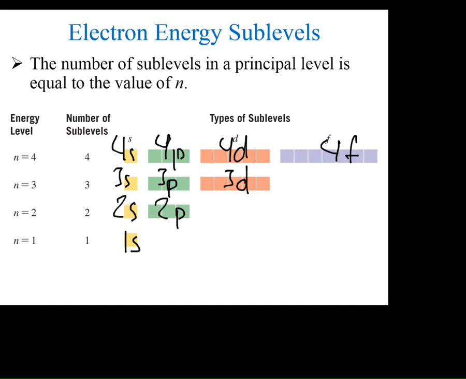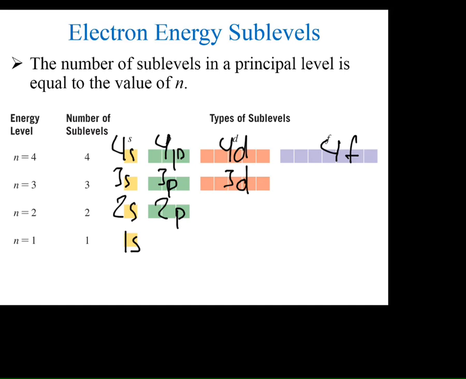A level 3 has 1 s sublevel, which we call the 3s. Level 3 has 1 p, which we call the 3p. It has a d, which we call the 3d. And the 4 has an s, we call the 4s, a p, the 4p, the 4d, and the 4f. There's still only one 4f sublevel.